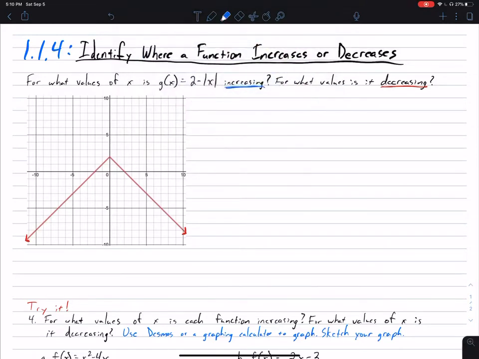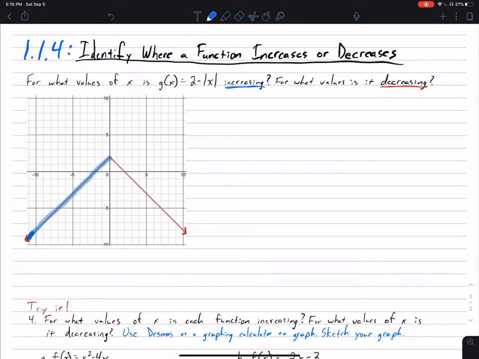So the first part of my graph, we're going to read left to right here. So I'm starting on the left and I'm going to keep tracing until this point here. Now I'm going to change directions there. So from that bottom left to that midpoint right at the y-axis, my graph is increasing.